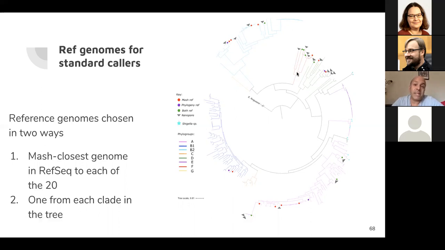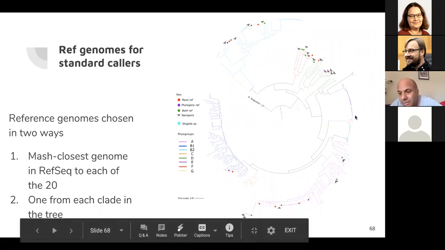Now, we're going to be comparing ourselves with standard reference-based variant callers like SAMtools. So we need reference genomes for those. So what we did is we used two methods to choose references. First, we used MASH. So for each of our samples, the gray triangles, we chose the MASH closest genome from RefSeq for each of them. That's in red. And for each clade, we also chose one genome, in purple. And for those who are interested, Shigella is here in the star. Shigella really is E. coli.